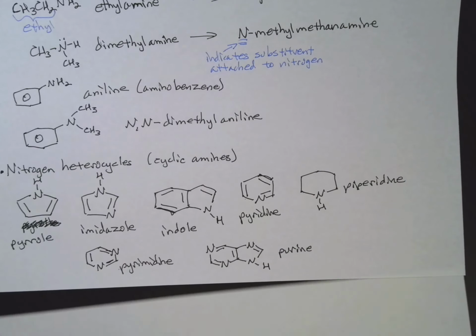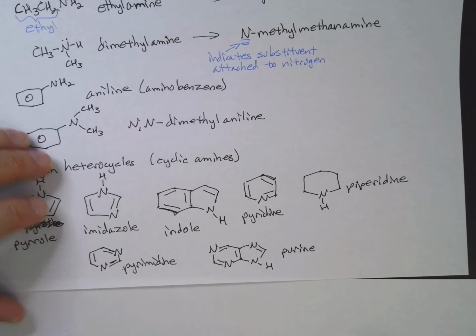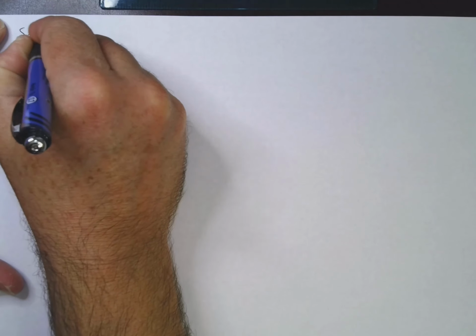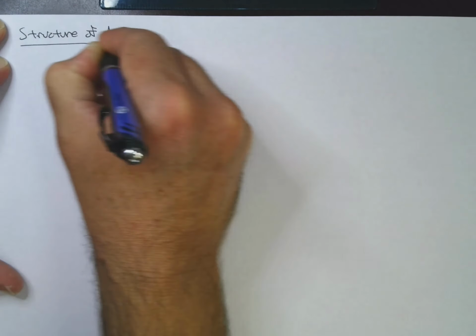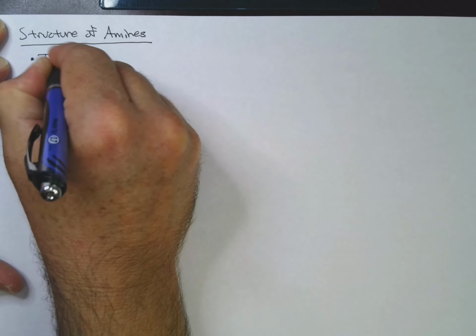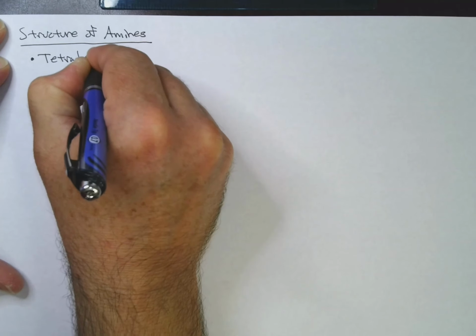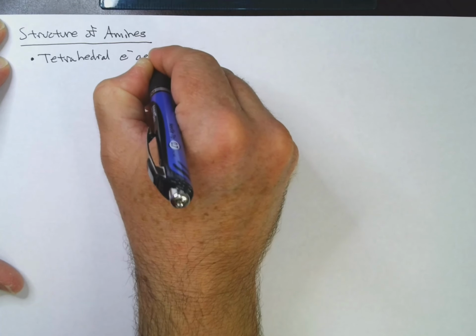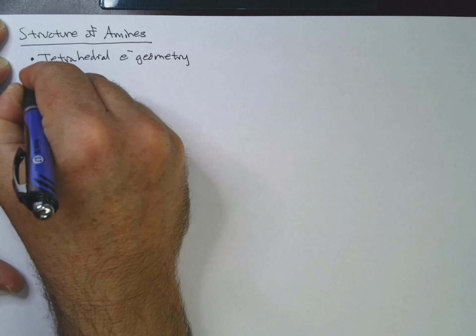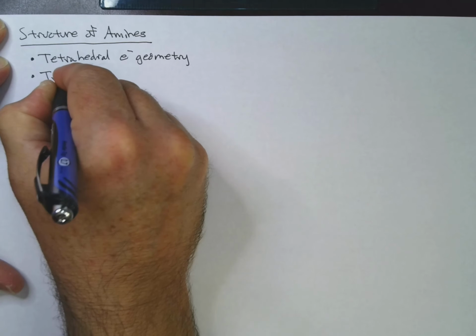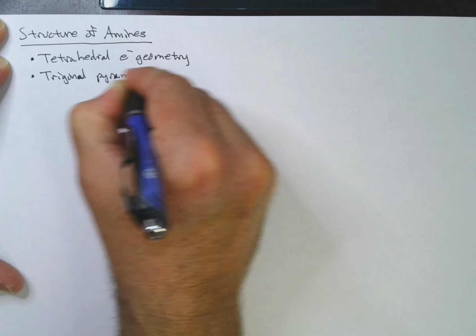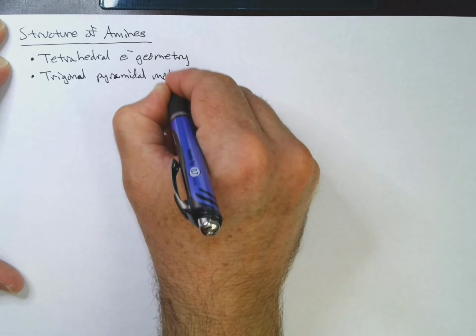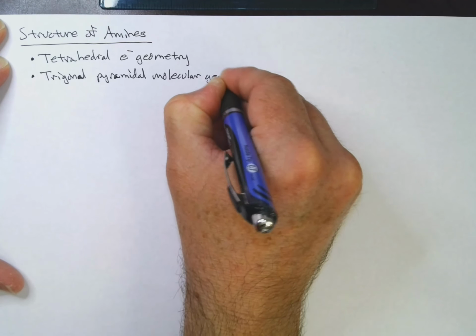All right. So the last thing I really want to talk about here is some structure. So now, of course, we have tetrahedral electron geometry, and trigonal pyramidal molecular geometry.